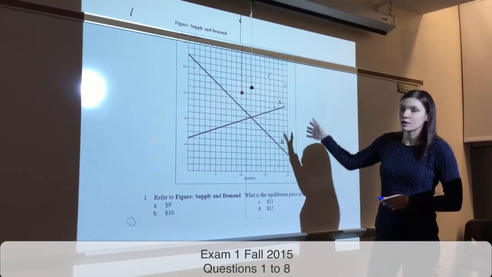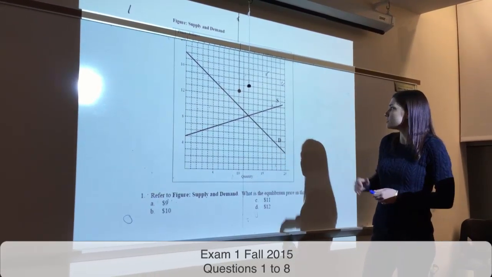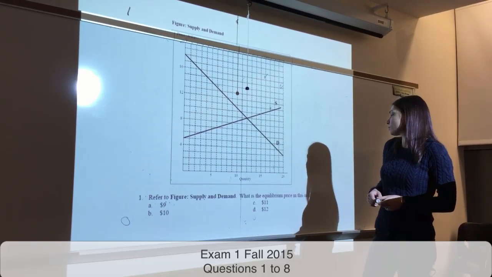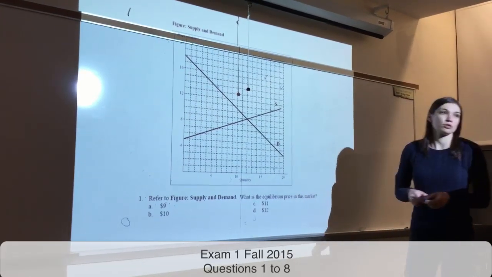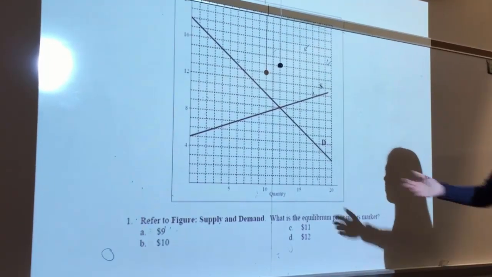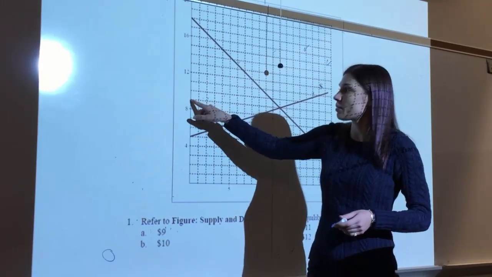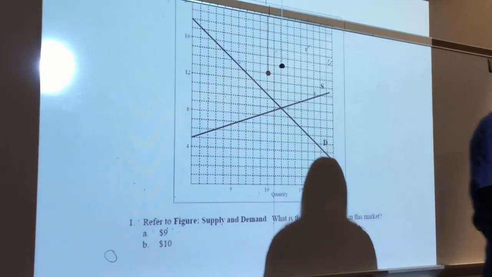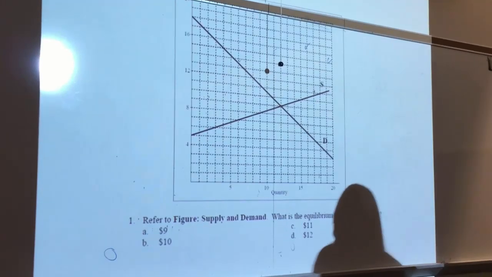First question, we have a diagram, we have supply and demand in this market. What is the equilibrium price? Question number one. $9, right? So you find when they intersect, that happens at $9. That's the answer. That is A.